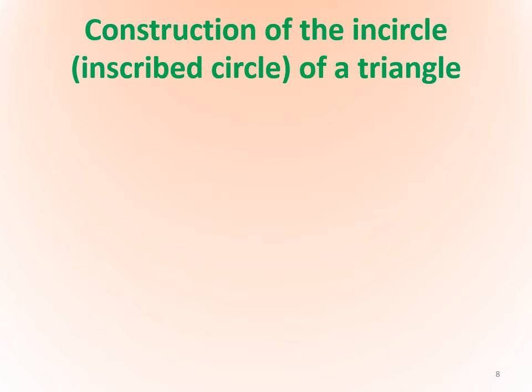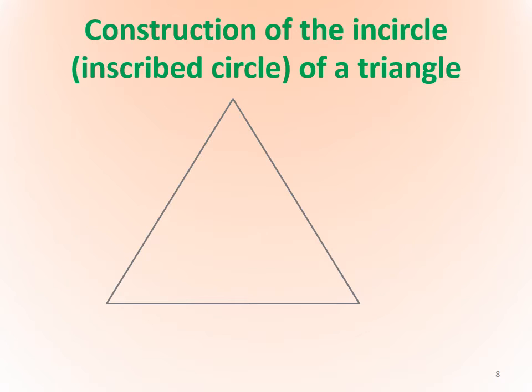Let's see construction of the incircle of a triangle. First, draw a triangle and name it ABC. Using the pair of compasses, construct the angle bisectors of any two interior angles of the triangle ABC.